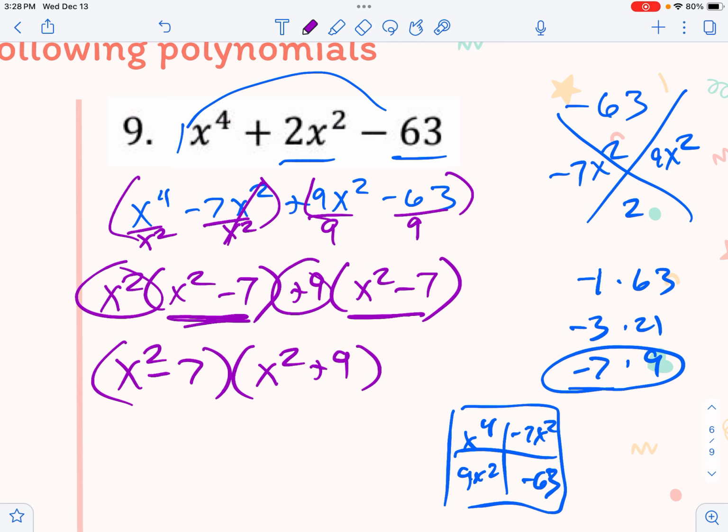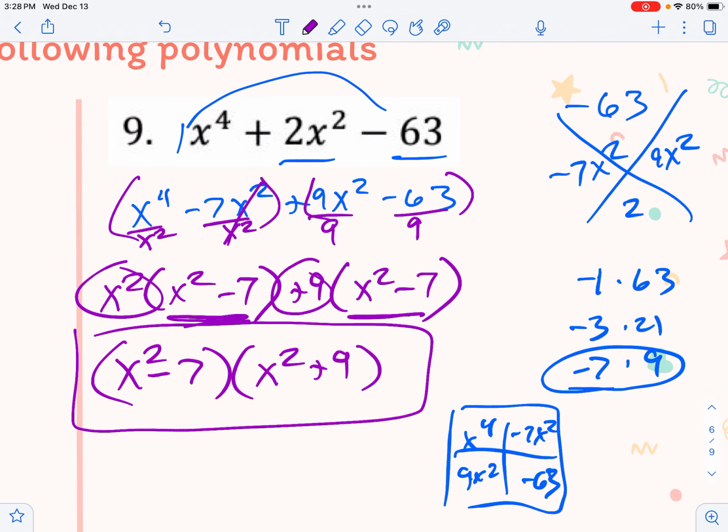Okay, 9 is a perfect square, but it's addition. It's got to be a difference of perfect squares in order to factor that. This is subtraction, but 7 is not a perfect square. So you know what? I'm done. This is factored.